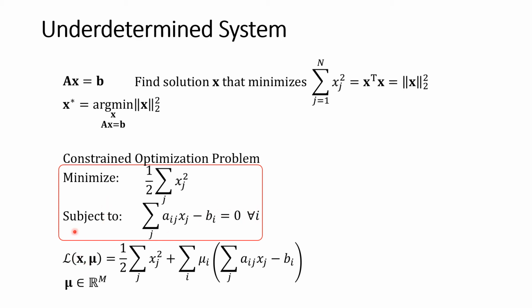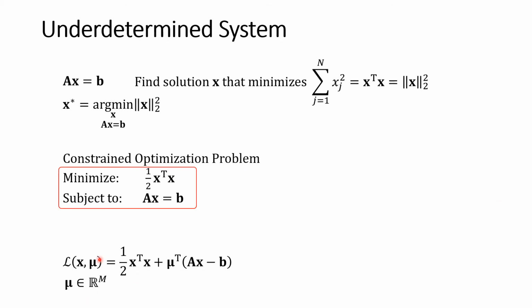So the Lagrangian of this constrained optimization problem is L(x, mu) equals the objective function plus a summation over all the constraints. Each row i is a constraint, so summation over i of mu i. I introduce the mu i's as Lagrange multipliers or dual variables, mu i times the constraint, summation of aij xj minus bi. And the mu i's can be arranged as another m-dimensional vector mu. The vector is the dual vector or the Lagrange multiplier.